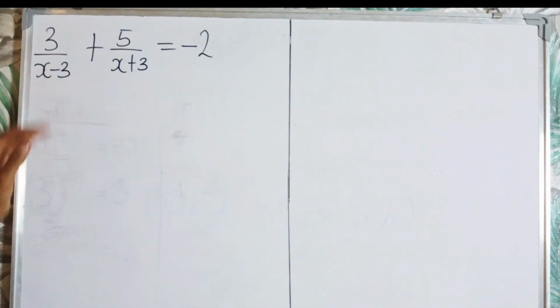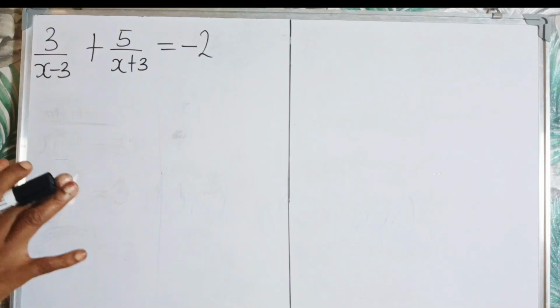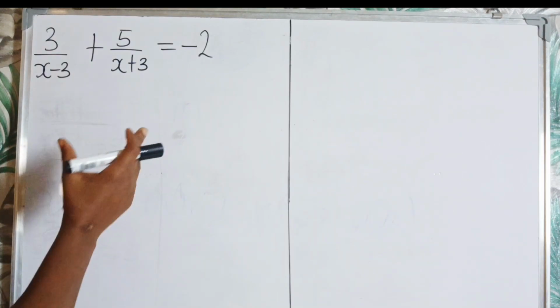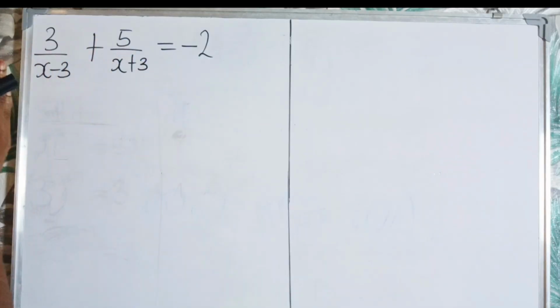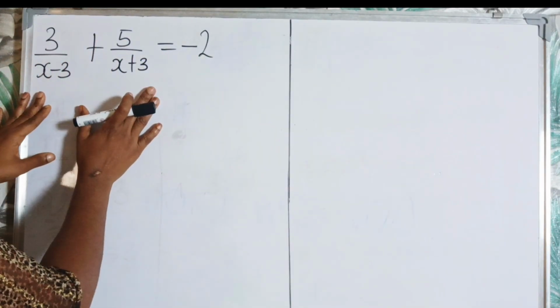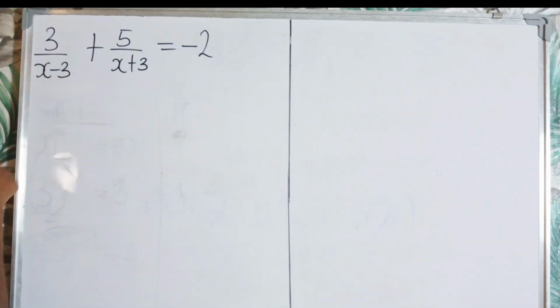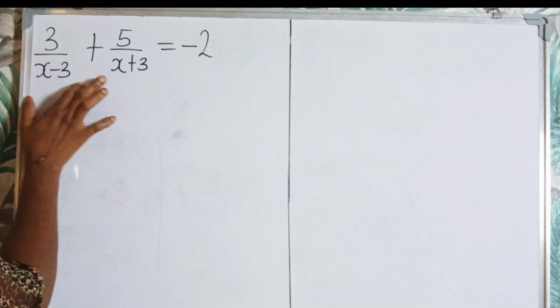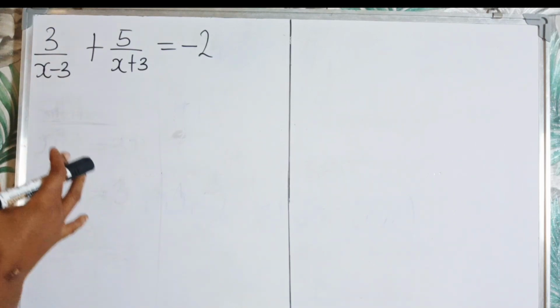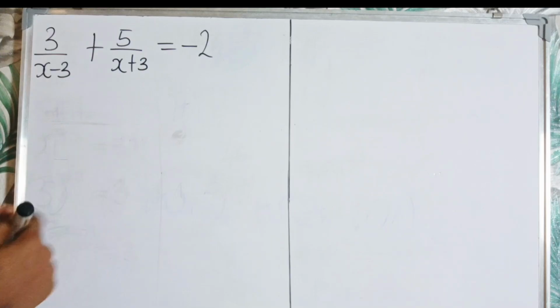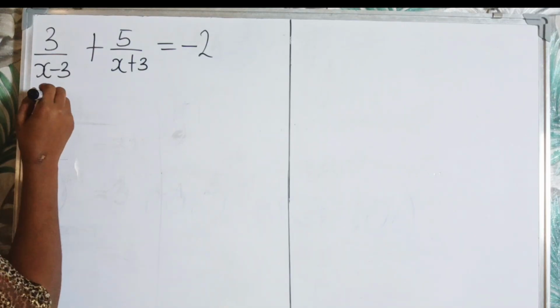Okay, so here we have this question, and whenever you have a question that involves fractions, the first thing you should look at is the denominators. Now, if we can remove these denominators from here, we can solve our question. Now, what's the first thing to do? You look at the denominators and then you look for a common denominator. Okay, so let me begin with my solution.